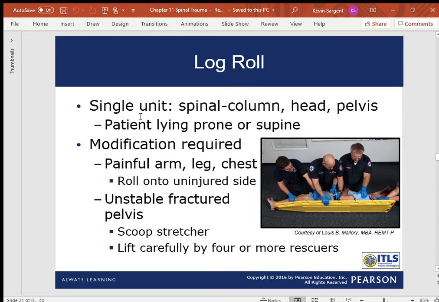Log roll: single unit, spinal column, head, pelvis, patient lying prone or supine. Modification required: you want to roll them onto the uninjured side whenever possible. So if someone has multiple broken bones on their right and none on their left, you don't want to roll them onto the side that has all the broken parts. Unstable fractured pelvis: these patients use a scoop stretcher. If you've not seen one, it looks like a backboard that separates in the middle. And when you have these patients, you want to lift carefully and use 4 or more rescuers to carry them on backboards when at all possible.